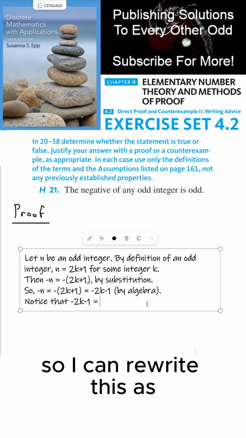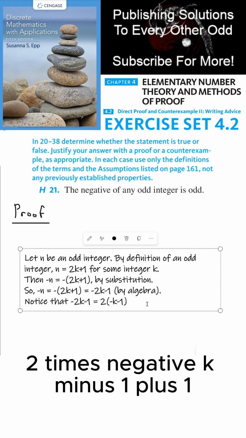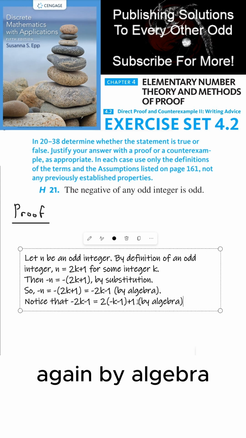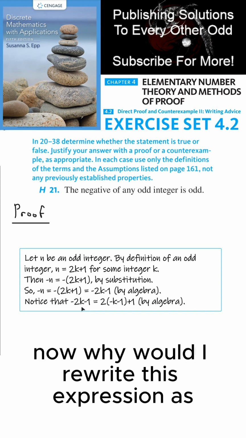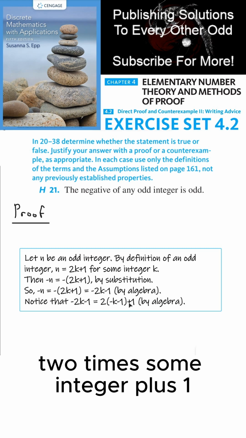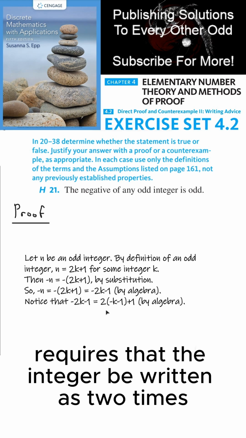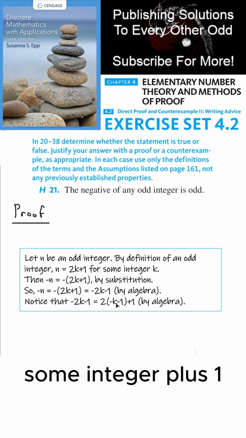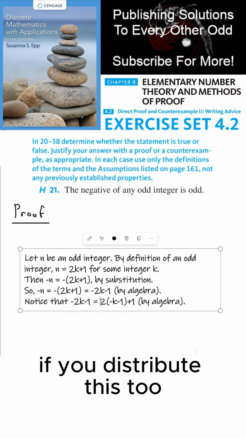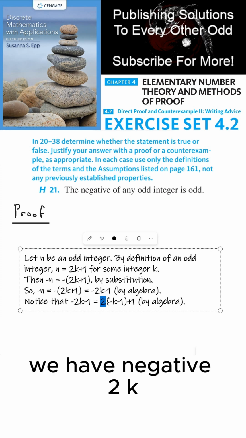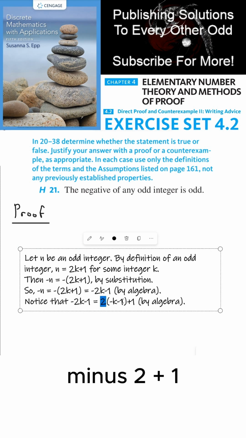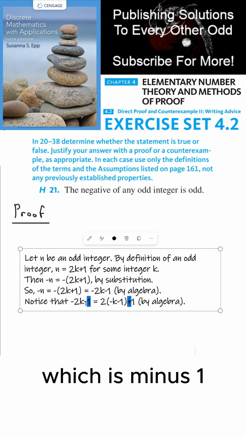So I can rewrite this as 2 times (-k minus 1) plus 1, again by algebra. Now, why would I rewrite this expression as 2 times some integer plus 1? Well, that's because the definition of an odd integer requires that the integer be written as 2 times some integer plus 1. If you distribute this 2, we have -2k minus 2 plus 1, which is minus 1.